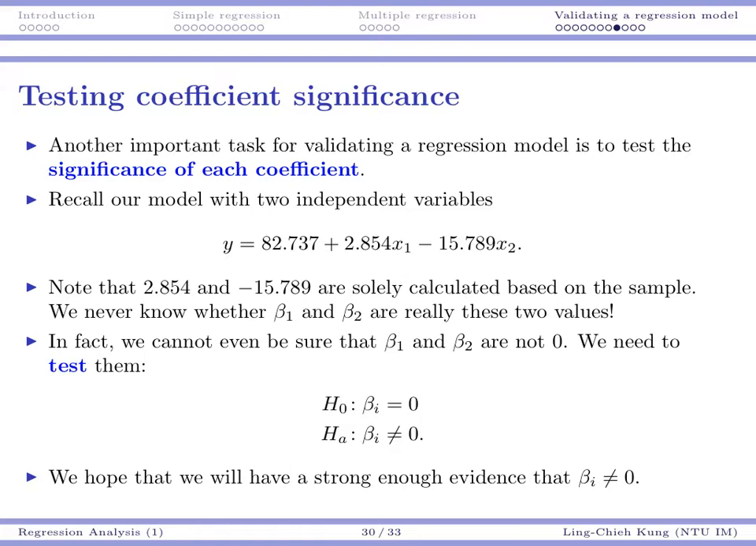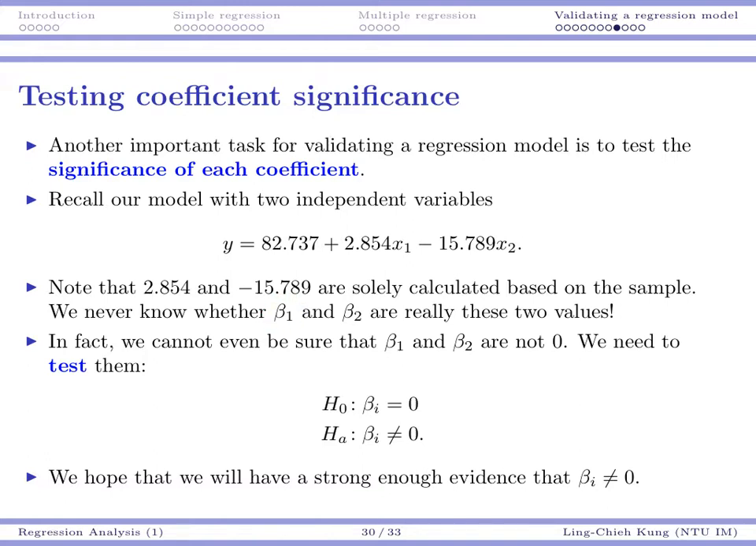Okay, so we want to somehow validate our regression model by testing the significance of each coefficient. So let me tell you what that means. Suppose we have two independent variables and we get this regression formula. Now we know both these two coefficients are just calculated based on the sample data. They are not really the true parameters that we want to know. Just like when we have population mean, we don't know it, so we use sample mean to do estimation.